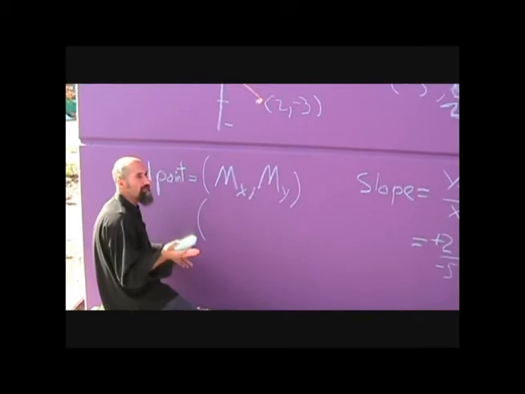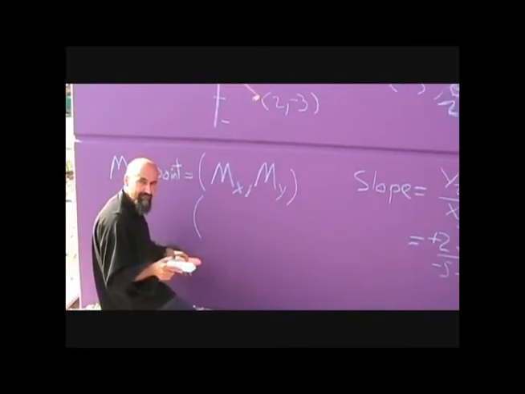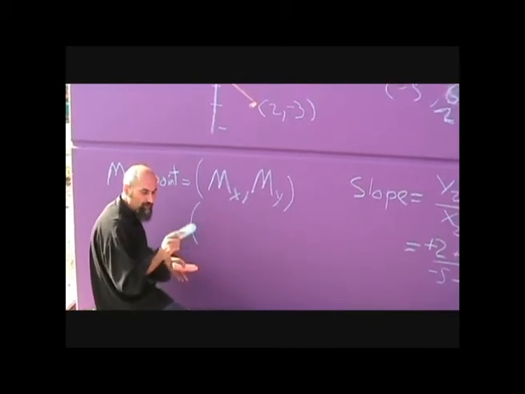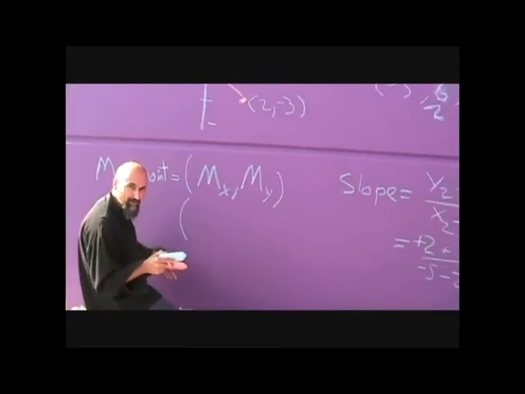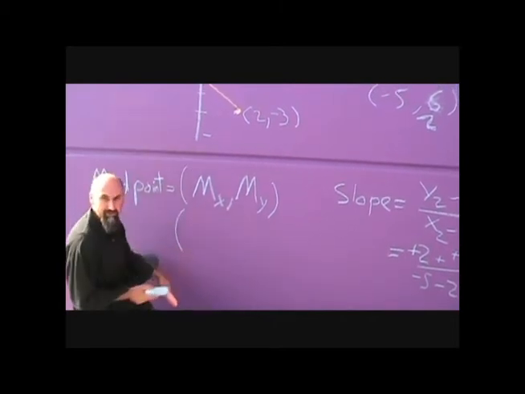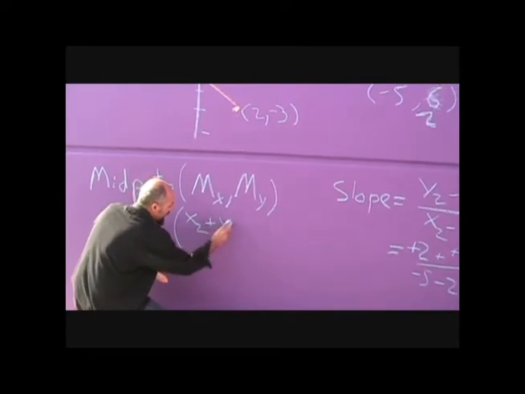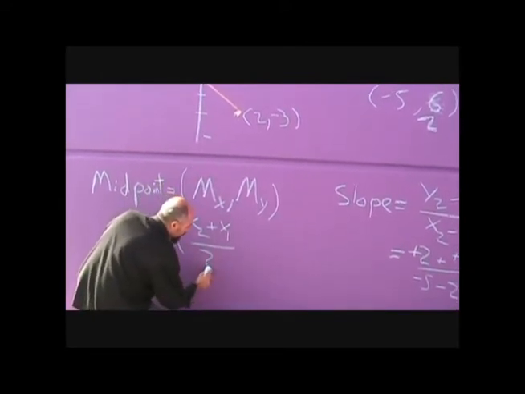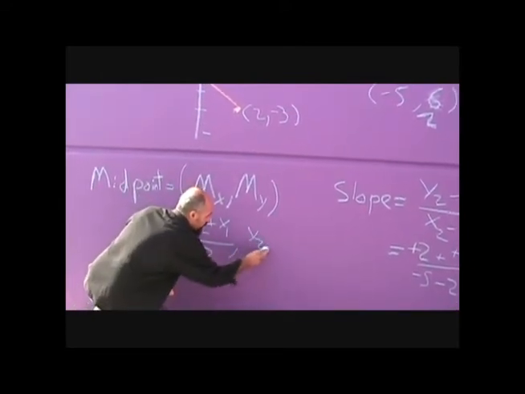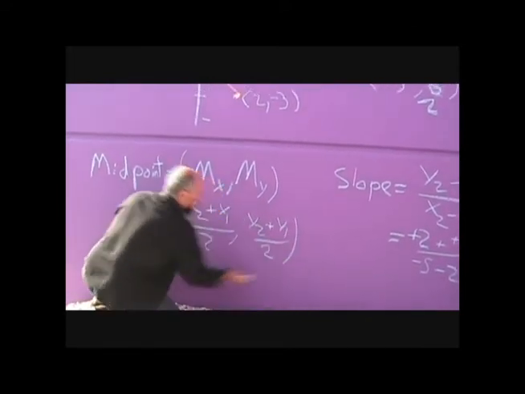Just think about what's an average, what's the number between 10 and 20? The number between 10 and 20 is 15. And the way you get that, you go 10 plus 20 and you divide it by 2. So 10 plus 20 is 30, divided by 2 is 15. And that's exactly the same thing you're doing over here. So you go x2 plus x1 over 2 and y2 plus y1 over 2.